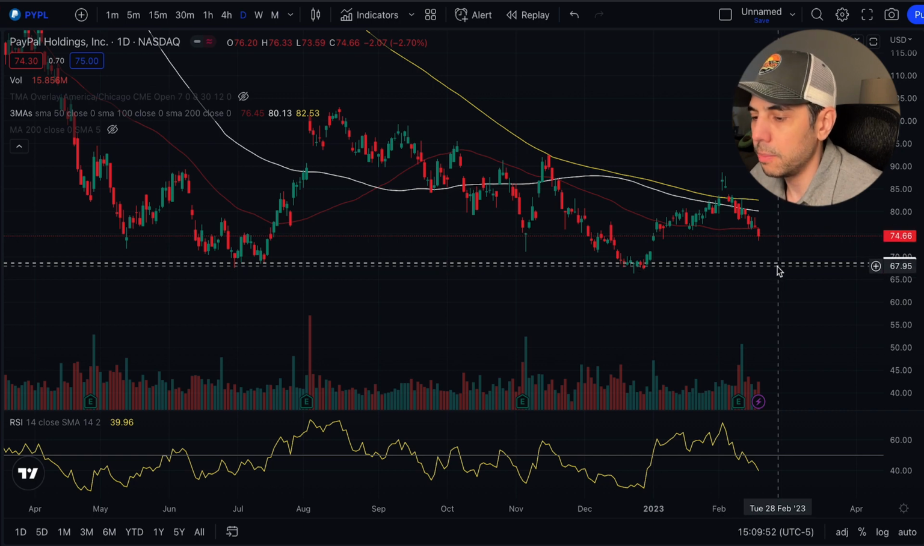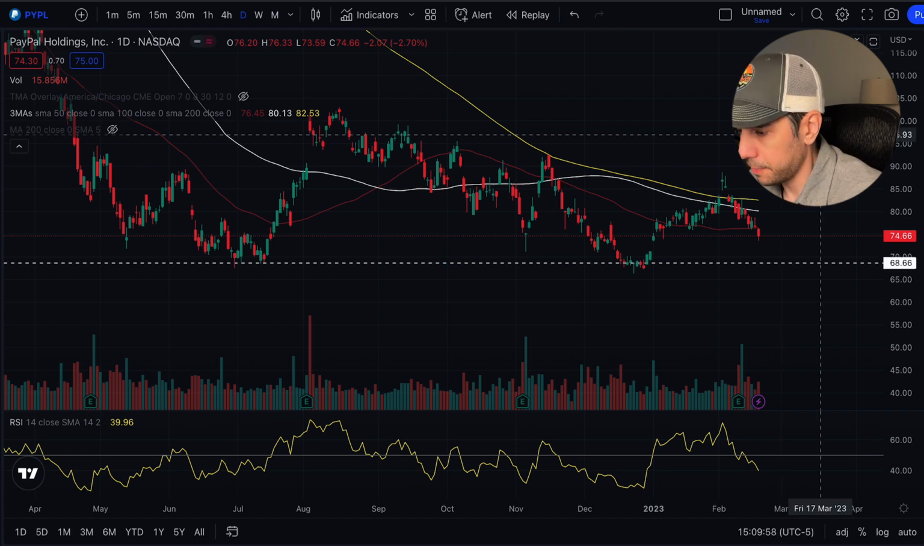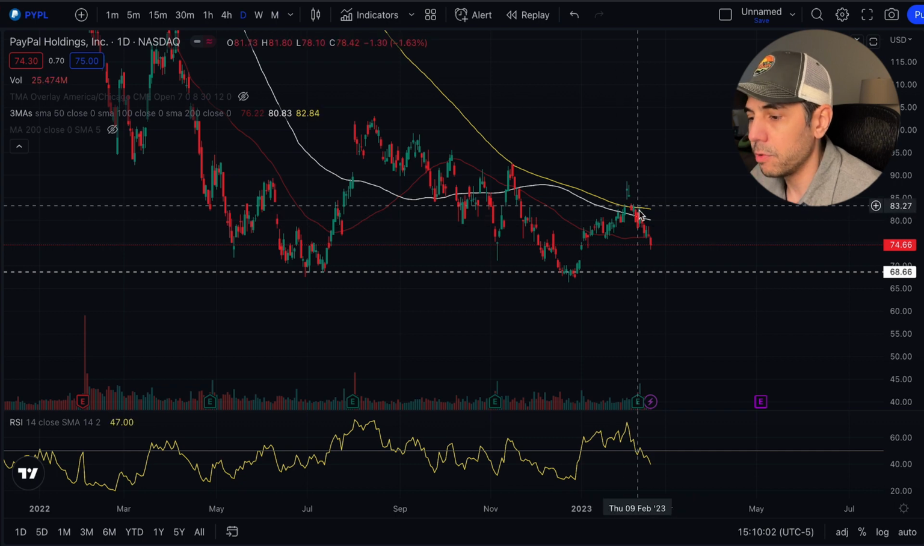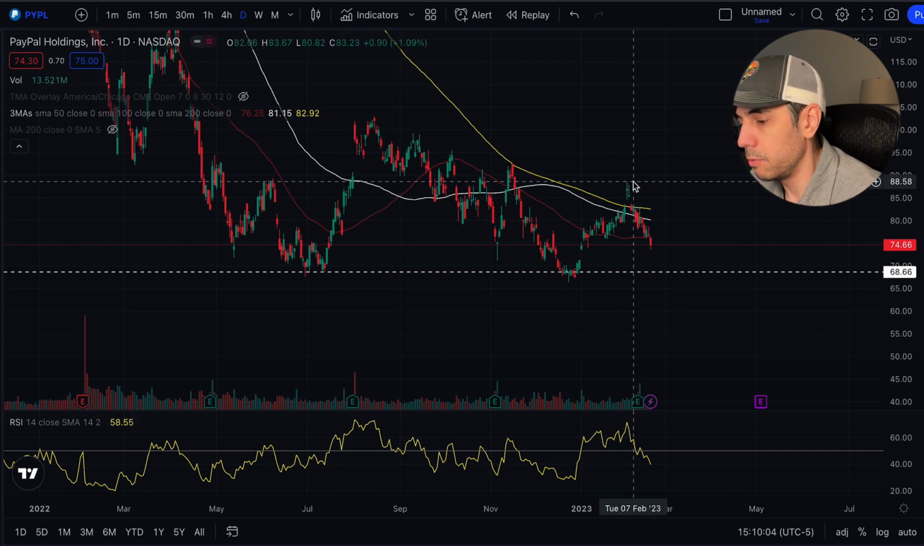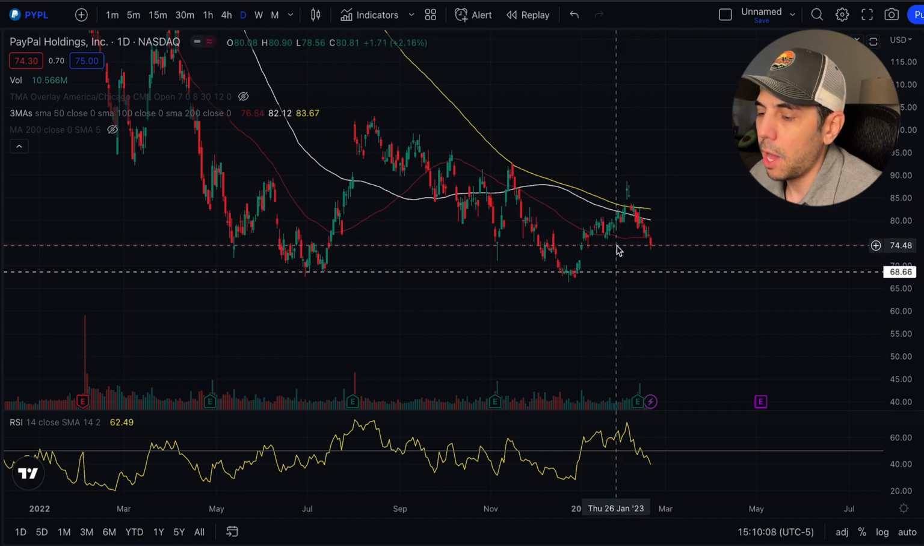Just wait for it to come down to this level, and then this is where you want to get long. You're going to have a really nice risk reward. So it's just bumping up against its 200-day moving average. It did break above its 200-day moving average here, which was hopeful, but that just was a fake out breakout.